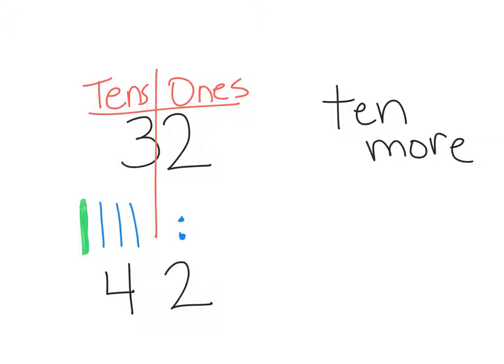So when you've added that 10 to the tens spot, it changes the 10. The ones don't change because we didn't add anything there. We added a 10. All right? That's why 10 more is nothing more than adding a 10.